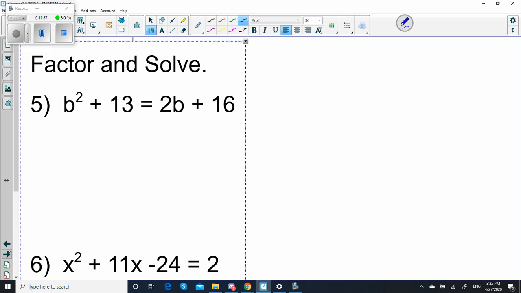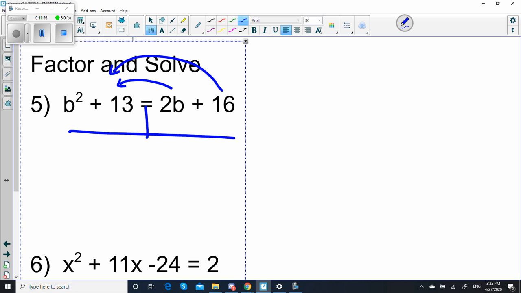Let's try number 5. Notice that number 5's got a lot of stuff on the right-hand side. First, notice the directions say factor and solve, which means it has to be set equal to 0. So that means that these two terms have to come to this side of the equation, and I need a 0 over here instead. So let's talk about how we can move those.